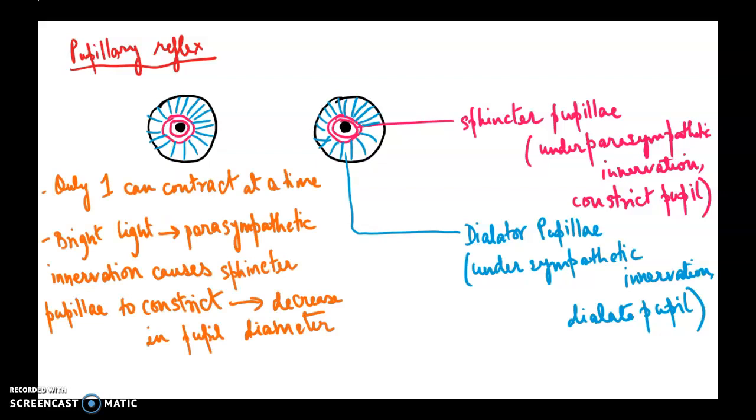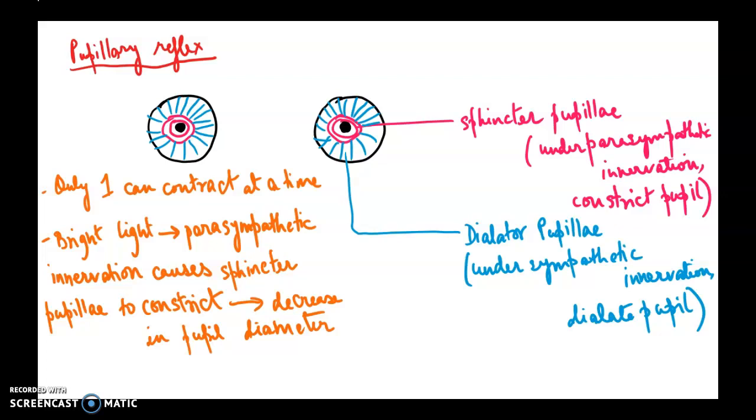Alright. Also, a few things to remember. I want you to know that only one can contract at a time. You cannot have both sphincter pupillae and dilator pupillae working at the same time. It's either sphincter pupillae contracting or dilator pupillae contracting. Now, what happens when you flash bright light on your eyes?